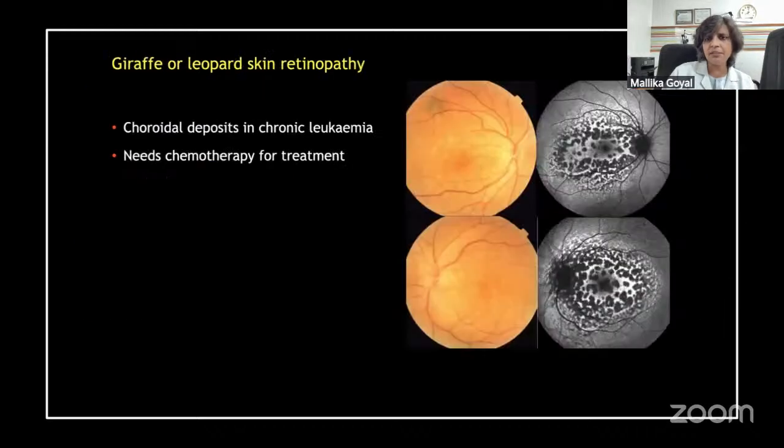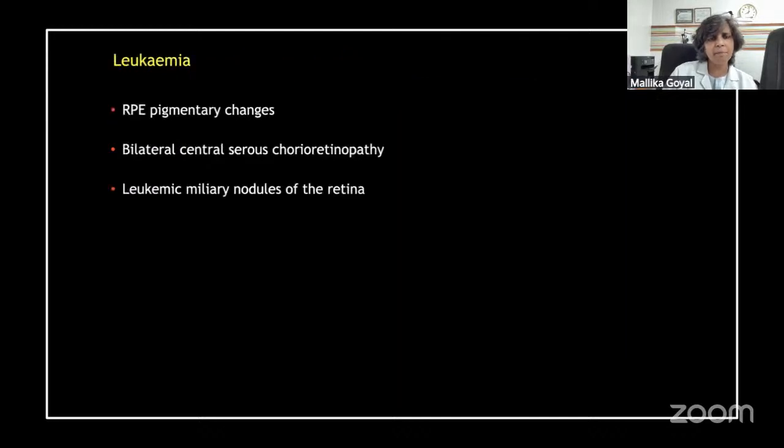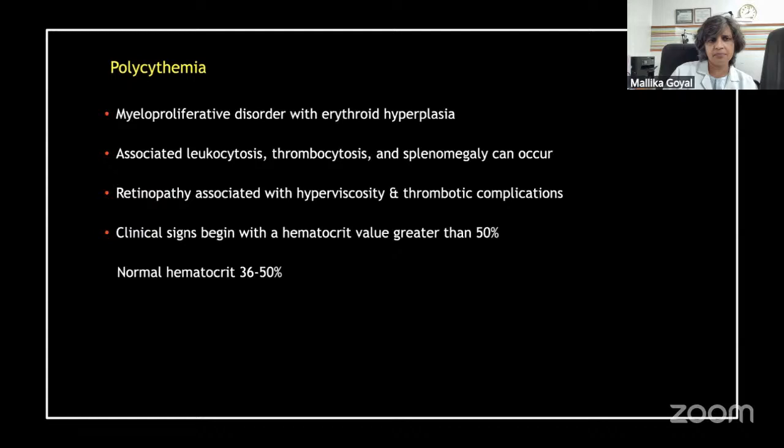So this is a leopard skin appearance because of choroidal deposits, and they do not respond to steroids or anti-inflammatory treatment. They need chemotherapy because this is actual deposition of leukemic cells in the choroid. It can cause RP, pigmentary changes, bilateral CSR, and miliary nodules of the retina.